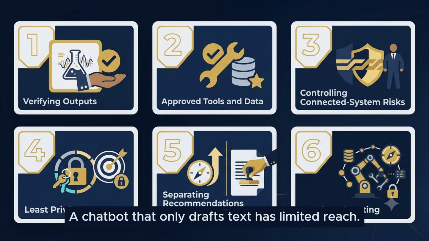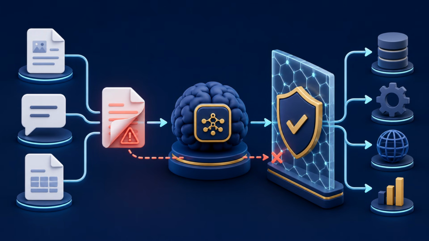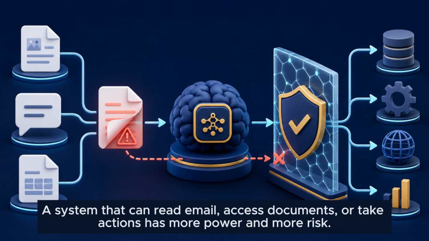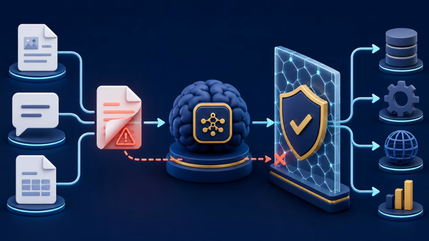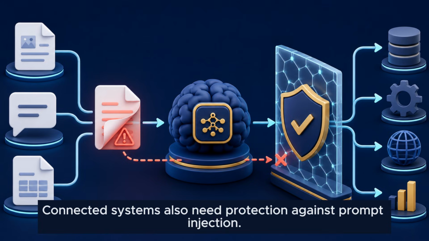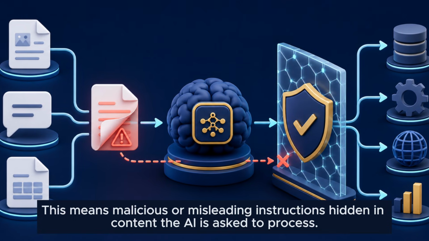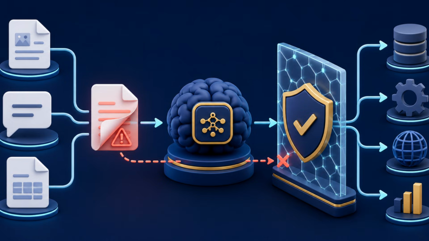A chatbot that only drafts text has limited reach. A system that can read email, access documents, or take actions has more power and more risk. Connected systems also need protection against prompt injection. This means malicious or misleading instructions hidden in content the AI is asked to process.